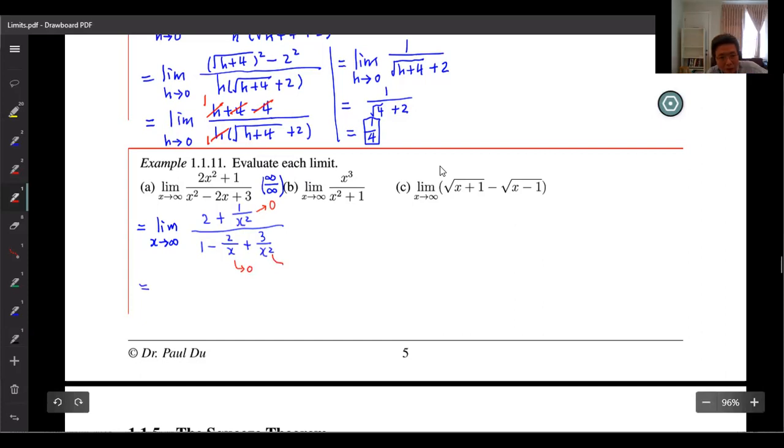Because the denominator approaches infinity and the numerator is a constant, this approaches 0. That's why we divide out the highest power. This all becomes 0, so therefore we now get 1, 2 over 1. The rule is exactly the same: as x approaches infinity for rational functions, you divide out the highest power. That's the technique.